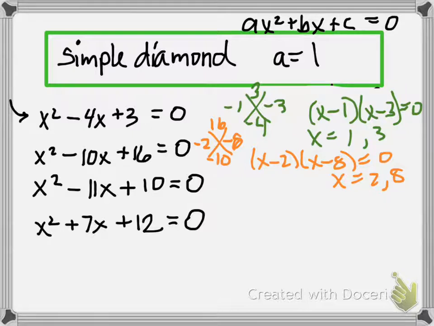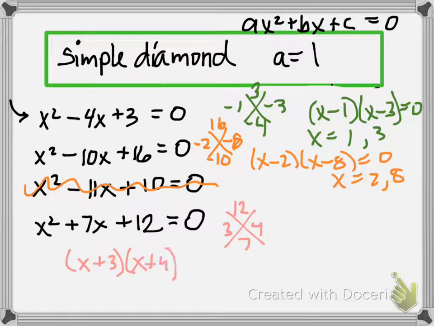Looks like I'm running out of room, so I'm going to not do this one. So let's skip down to x squared plus 7x plus 12. Two numbers that multiply to be 12 and add up to 7. Be a nice 3 and a 4. So this would be x plus 3 times x plus 4 equals 0. So our answers would be negative 3 and negative 4.